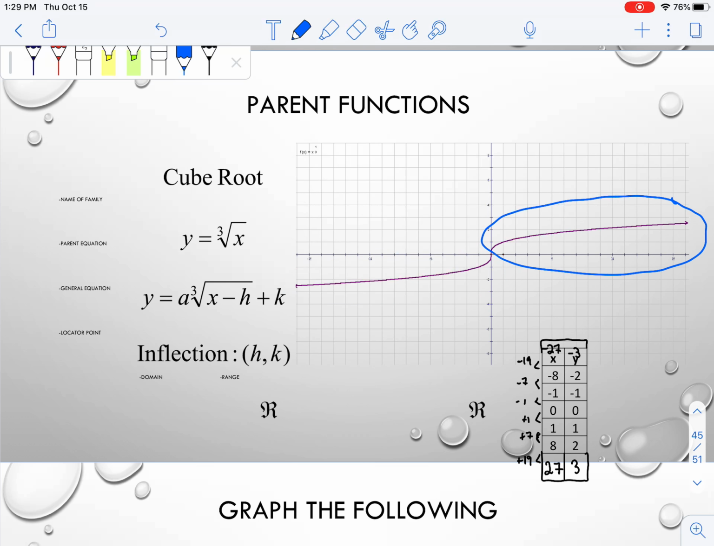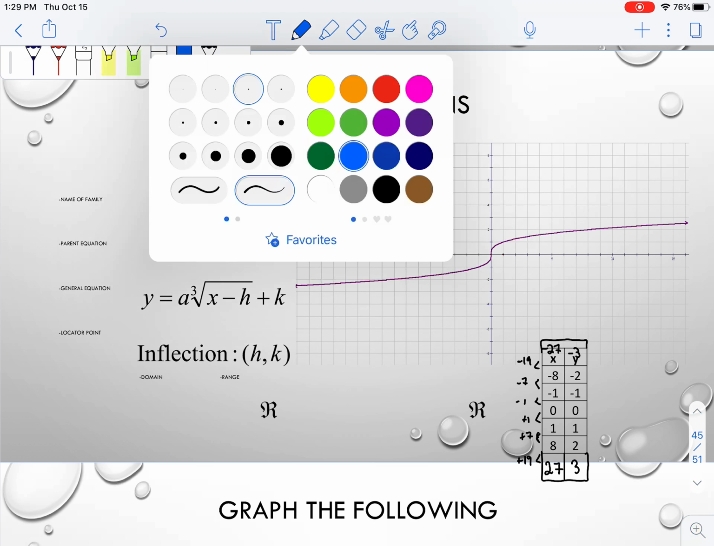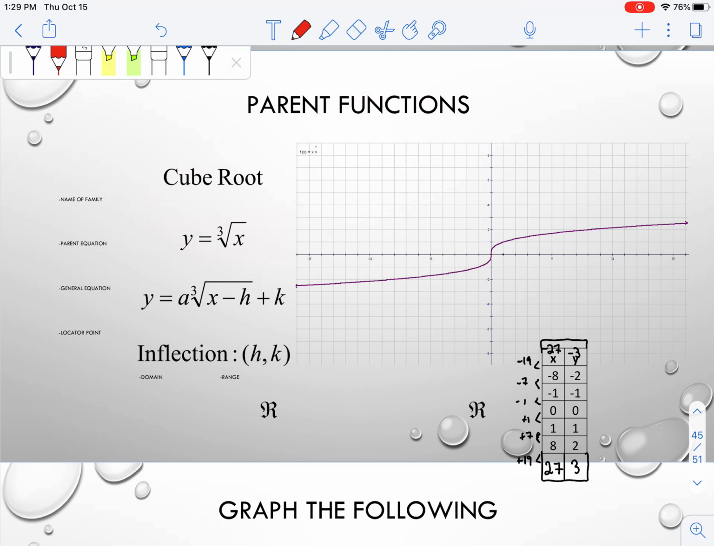The locator point in this case is called the point of inflection. That's the point where it changes directions. It goes from going up to opening down. But everything is the same. H and K stay the same, horizontal shifting and vertical shifting. If our A value is greater than 1, it's going to look like this. And if our A value is between 0 and 1, it's going to be a lot tighter, a lot tighter of a little squiggle there.